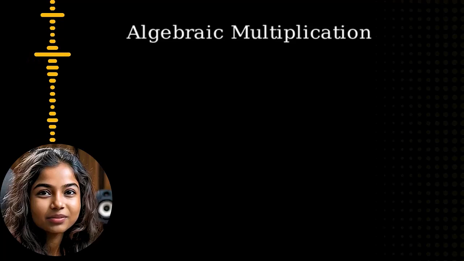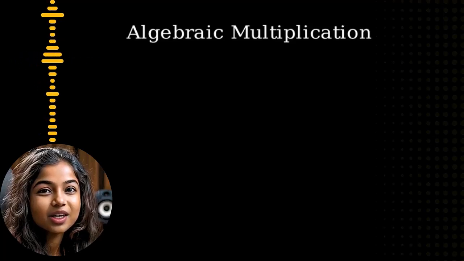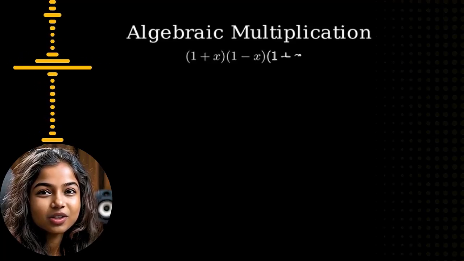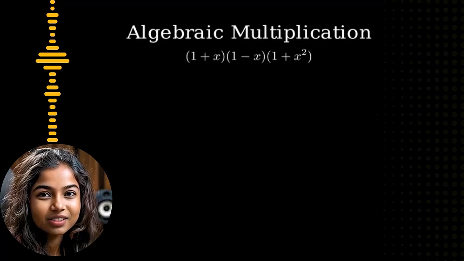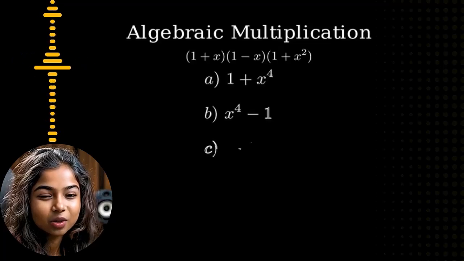Today we'll solve a problem involving the multiplication of algebraic expressions. We need to find the product of the expression (1 + x)(1 - x)(1 + x²). Let's solve this step by step. We need to choose from these options.